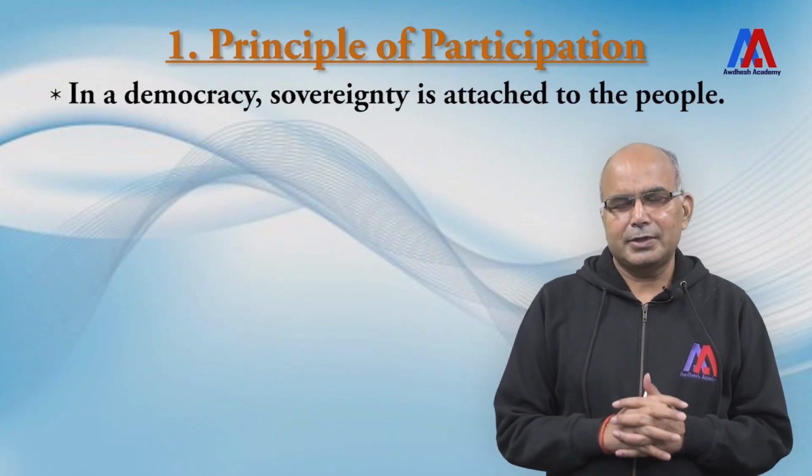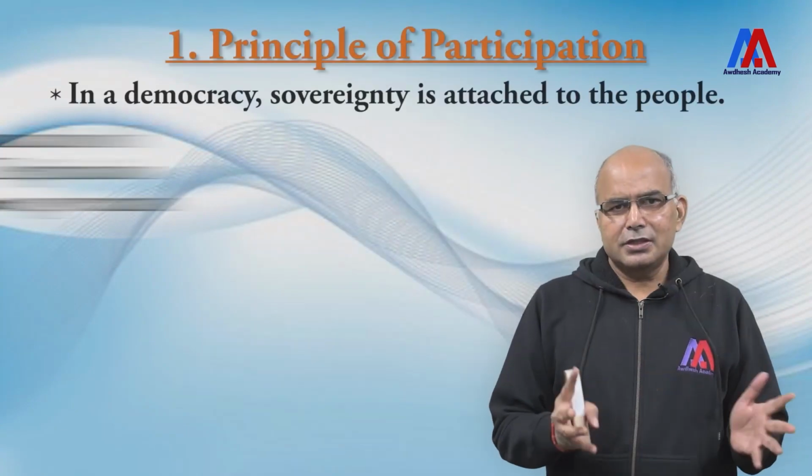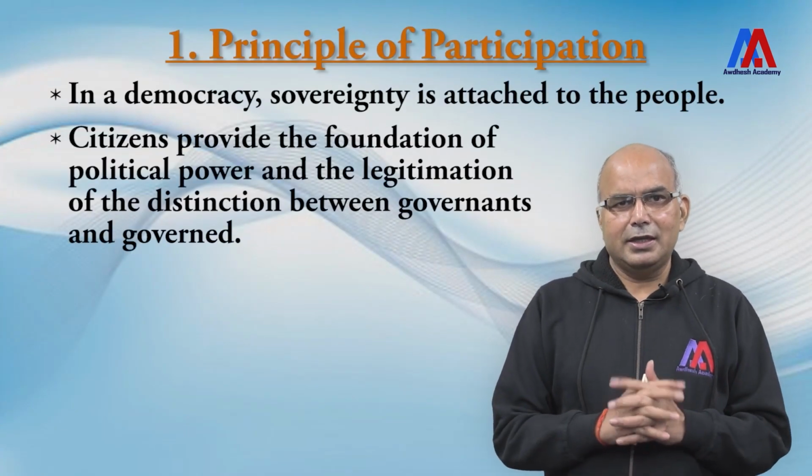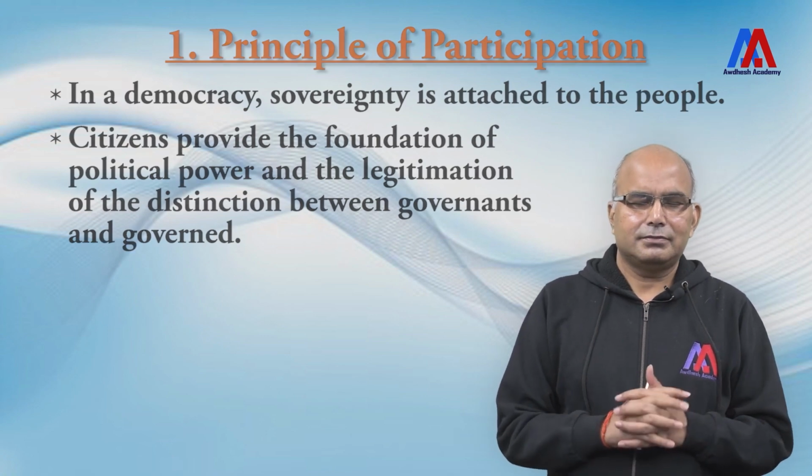Friends, we know that in a democracy particularly, the sovereignty is basically with the people. Jantantra means people are the ruler. And so ultimately, they must participate in the governance process directly or indirectly. Citizens basically provide the foundation of political power and the legitimation of the distinction between government and governed. So we have to understand that citizens are the ultimate ruler, but they are also the governed people. And so this difference has to be reduced. That means the citizens must have some role in the government process.